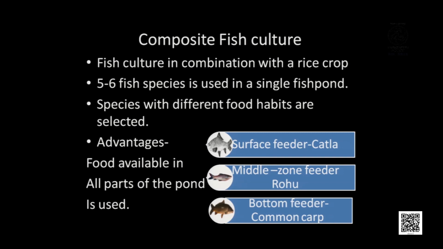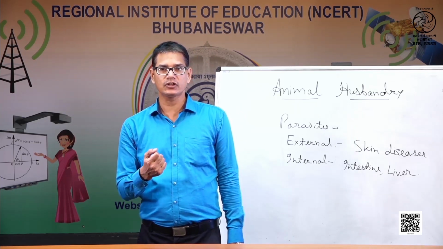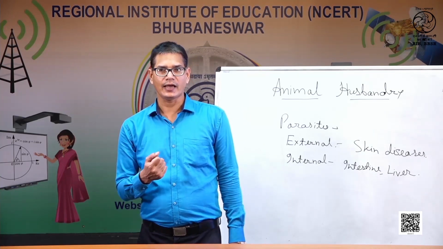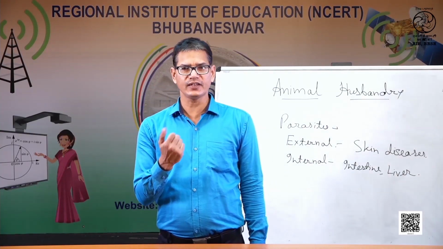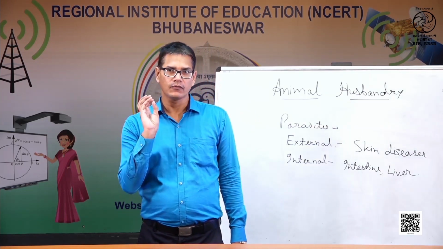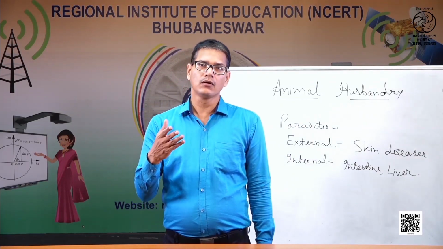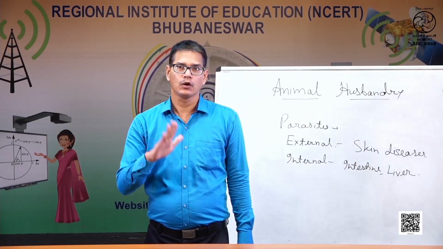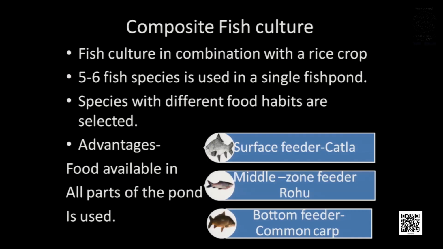That means in this way we see that the food available in all parts of the pond is utilized by the fish, and it is a very effective fish culture. We get paddy crop as well as we get fish. And one more important thing, food available in all parts of the pond is utilized.